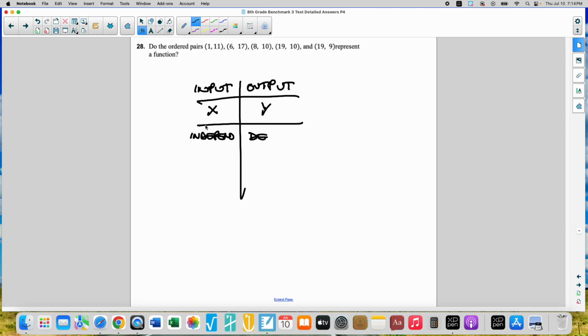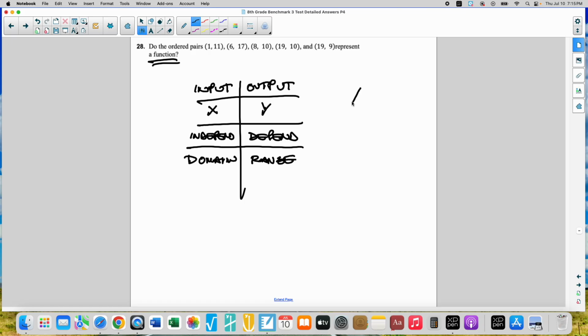And that makes sense, right? It depends on what you input. That is dependent. And then we also have x, or the input, is called the domain, and the output is called the range. And these are all very important terms for functions. And functions are important in that every input should only have one unique output.